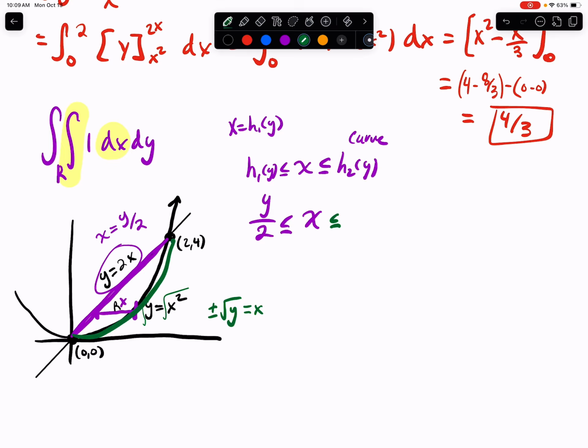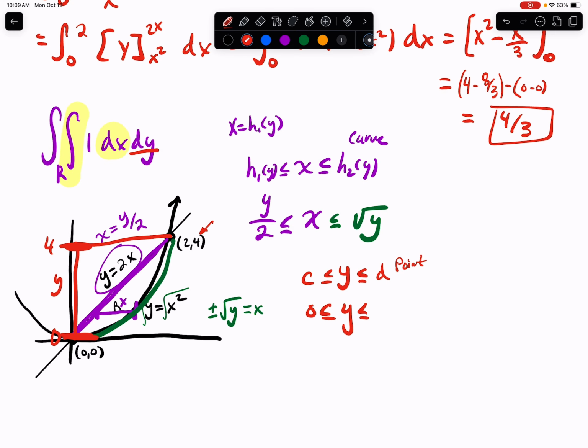That positive side, square root of y, there. All right, so that's curve to curve. And then I want point to point. So y spans from point to point. So from C to D, that's my point. The lowest y value to the highest y value. So lowest y value is 0, the highest y value is 4, right? So from 0 to 4.